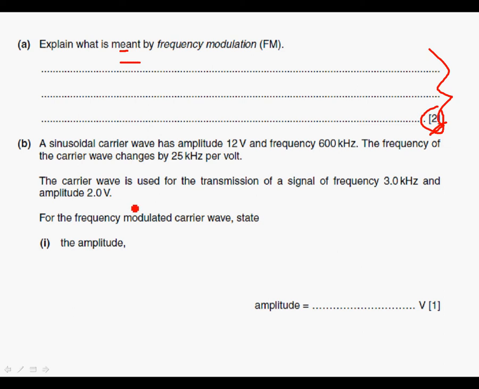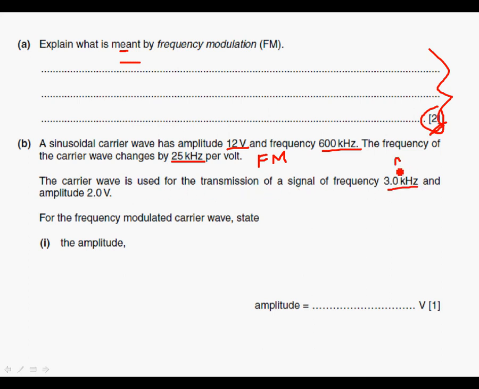Now here this is slightly different. A carrier wave has this amplitude and this frequency. The frequency of the carrier wave changes by 25 kilohertz per volt. So the frequency of the carrier wave is changing, which means this is a question based on FM. Now it changes 25 kilohertz per volt.